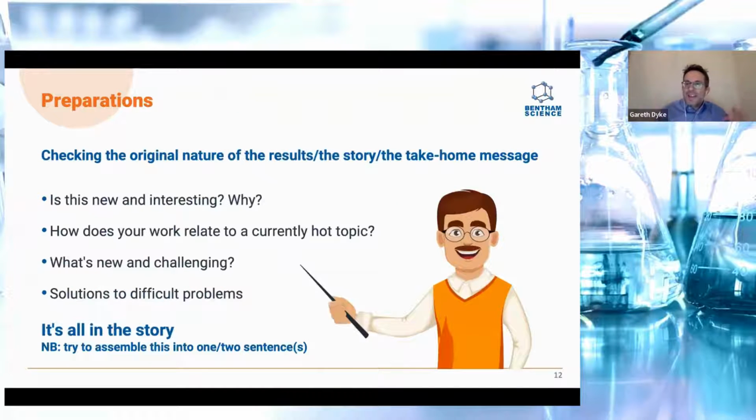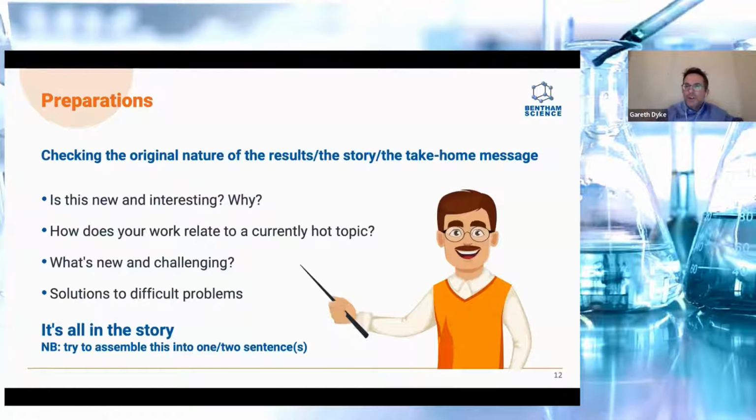And the second thing after your message is preparing to write. Thinking about the original nature of your results. The story, as we've already talked about, the take-home message. Is your work new and interesting? How does it relate to a currently hot topic? What's new and challenging? Do you provide a solution to a difficult problem? It really is all in the story.